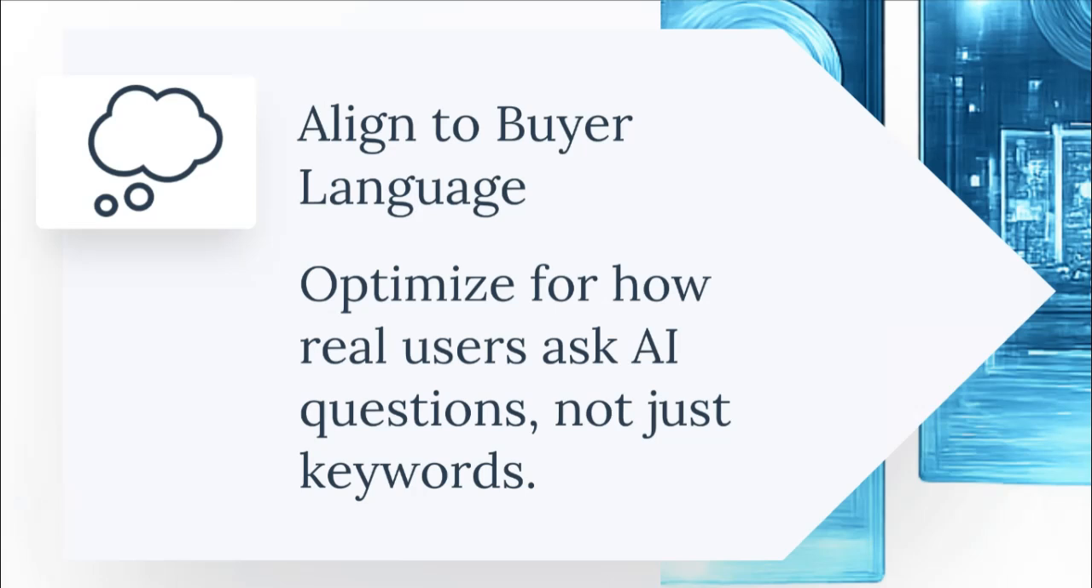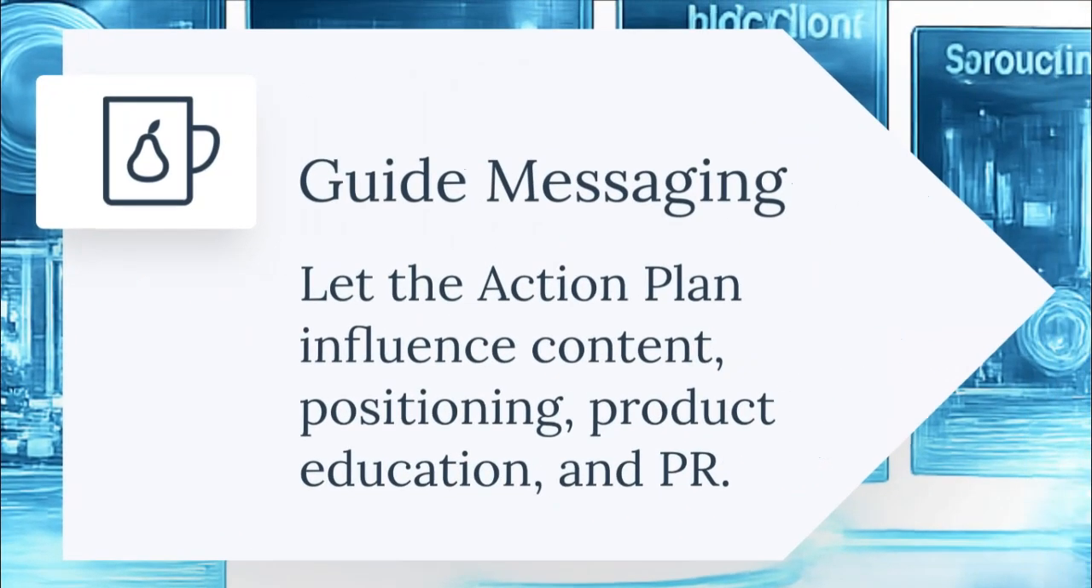If your content and site structure help AI connect your brand to those real-world use cases, your topic report is much more likely to improve over time. Step 4, use the action plan to guide content and brand positioning. A lot of people think the output of a topic report is just a content to-do list, but it can also influence messaging, positioning, comparison pages, product education, PR and outreach, supporting proof points.